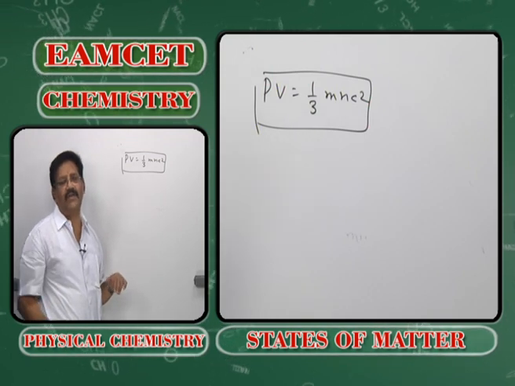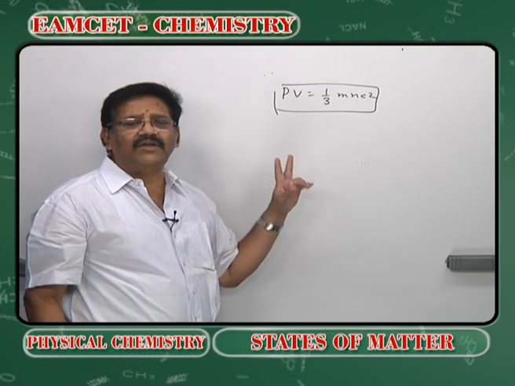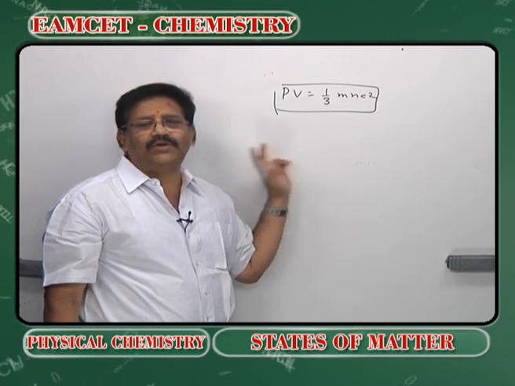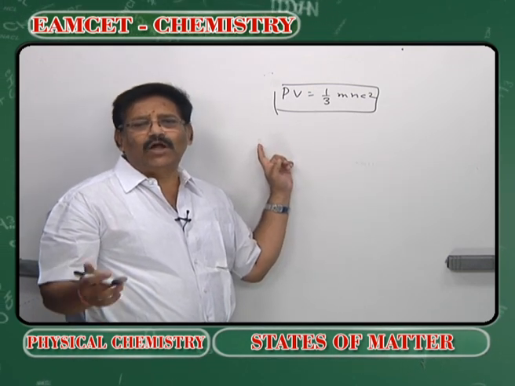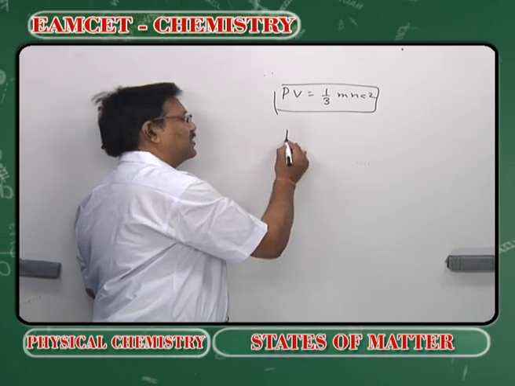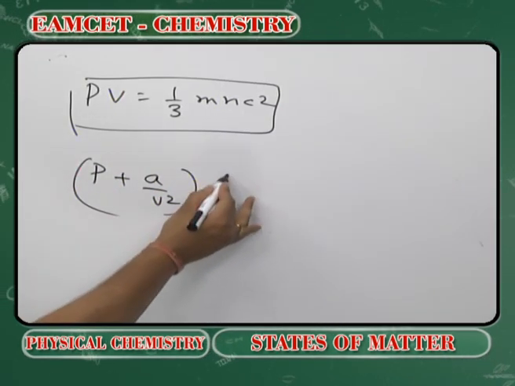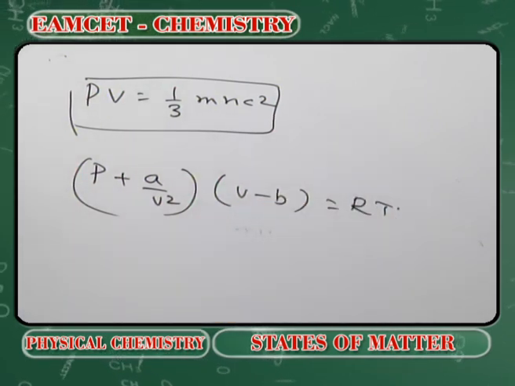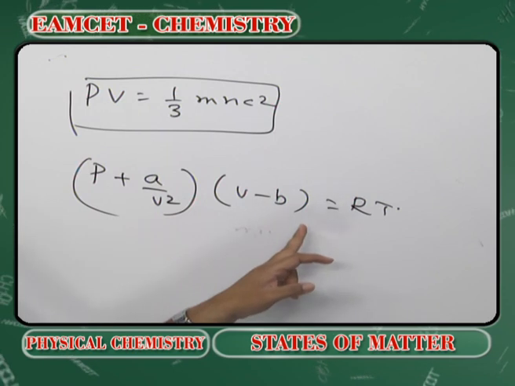Why has Van der Waals suggested another equation for a gas? Because Van der Waals has applied two corrections to the ideal gas equation. What are the two corrections? One is for the pressure and the other one is for the volume. For 1 mole of the gas, P plus a by V square into V minus b is equal to RT. This is the Van der Waals equation. We have to discuss the significance of a and b, the Van der Waals constants.